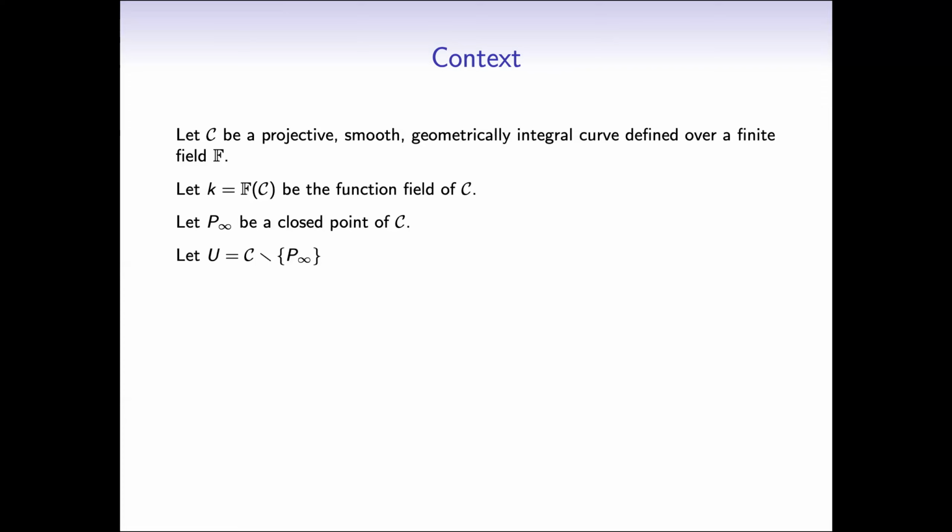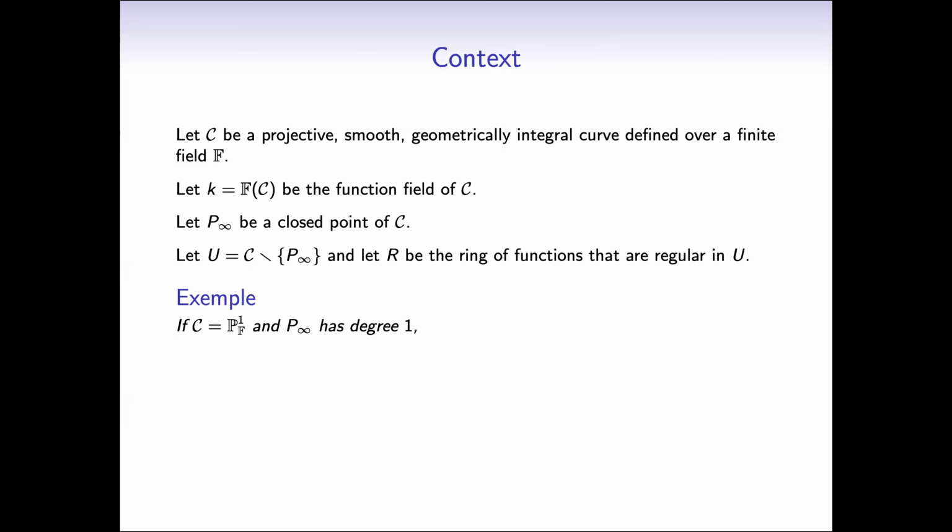We can define U as the open affine set defined as C minus P infinity. Then we can denote by R the ring of functions that are regular in U. For example, if we take the curve P1 and we take a point of degree 1, then we obtain a ring which is isomorphic to the polynomial ring.